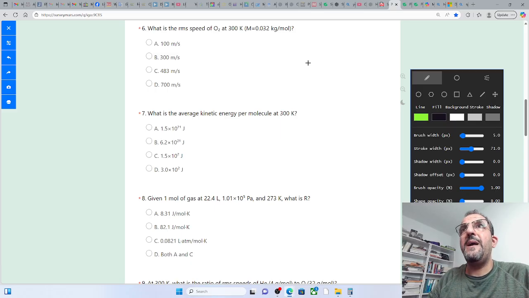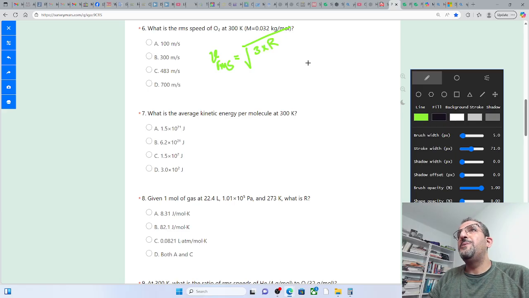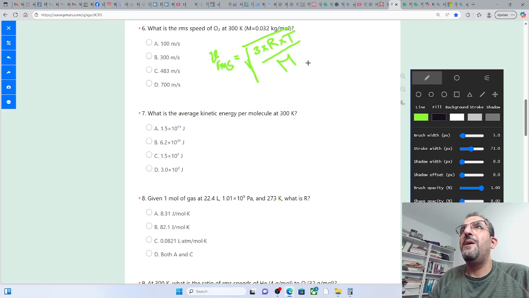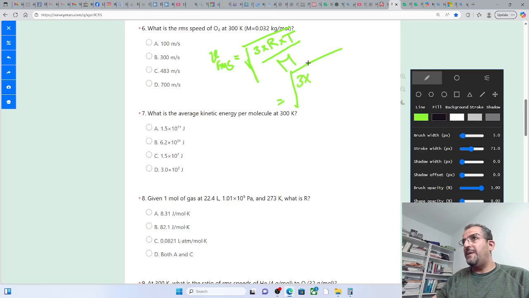Okay, so let's now see the V root mean square. The V root mean square, guys, is equal to the square root of 3 times R. R here is the gas constant, times temperature, and we divide the whole equation by capital M. Capital M is the molecular weight. So that's equal to the square root, so 3 times, I need to figure out the gas constant. I already have the gas constant right here.